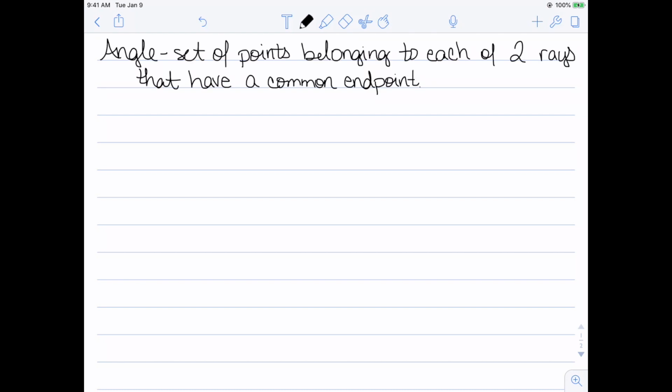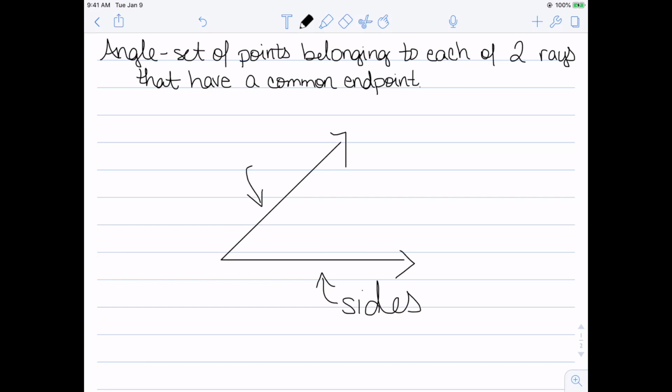We'll now start to talk about angles. The definition of an angle is the set of points belonging to each of two rays that have a common endpoint. So the idea is we have these two rays and they share their endpoint, like this. The actual rays themselves are called sides. And this common endpoint that they have is the vertex of the angle.